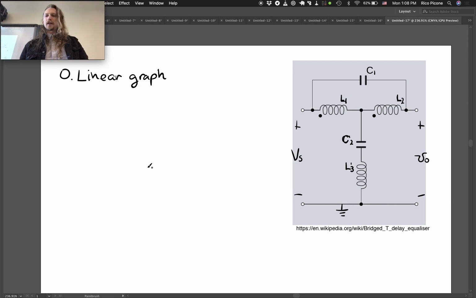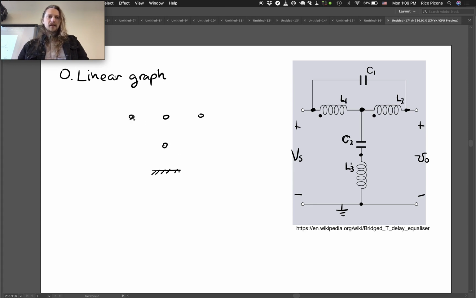And our linear graph for this is going to be, there's going to be a node here, a node here, a node here, a node between here, and then we'll take this to be the ground node. So ground, and then we've got this middle one, and we've got this top one, and then we've got the left one, and we've got the right one. These are all our nodes.